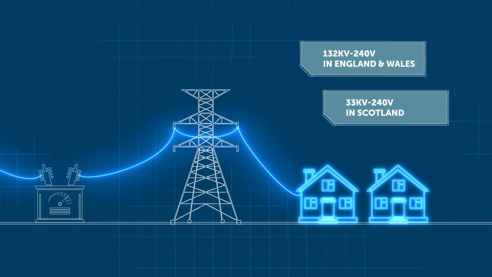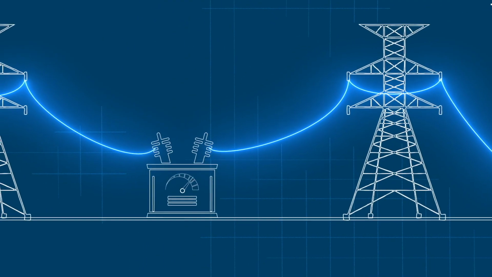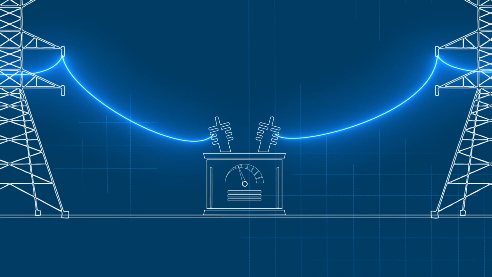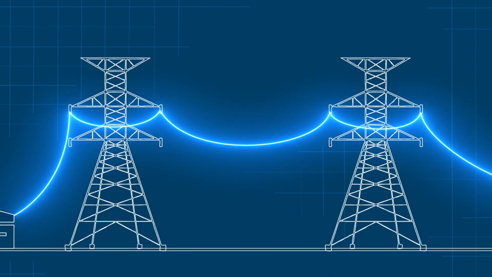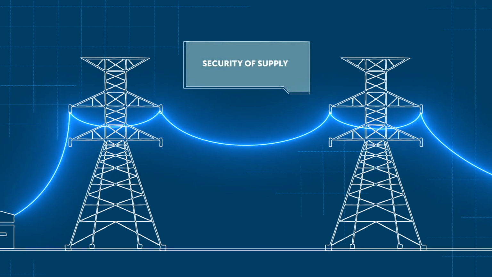The movement of electricity is enabled using transformers, which step up and down between the different voltage levels on the transmission and distribution networks. The boundaries between transmission and distribution networks are located at large substations called grid supply points, GSPs. The benefits of this interconnection include security of supply.